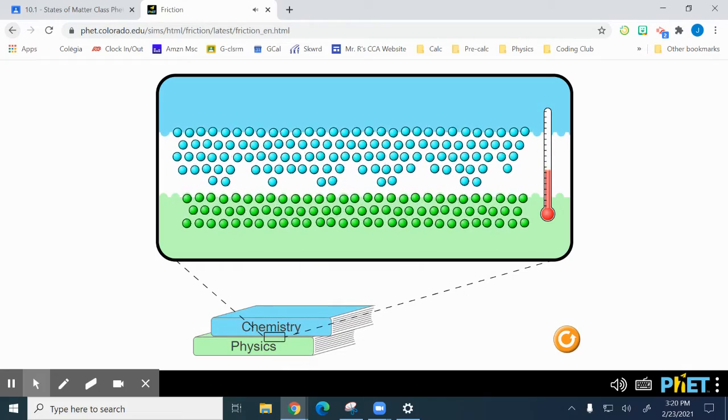I'm making them jiggle more, right? I just heated them up. So you can see the thermometer going up, and now that energy kind of bleeds off. Where is it bleeding off to? Well, those molecules are hitting air molecules and stuff like that, right?